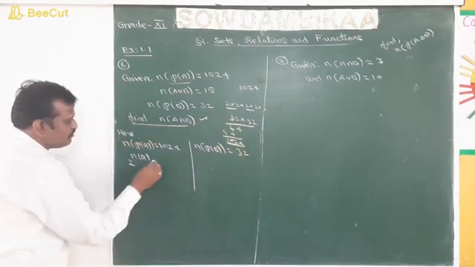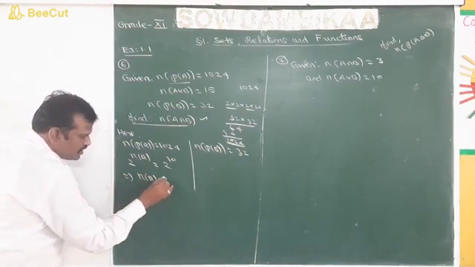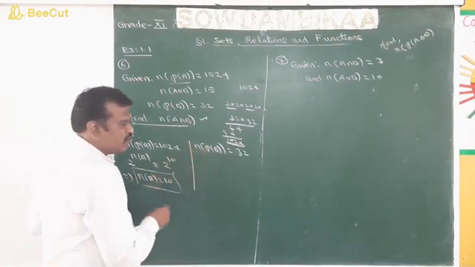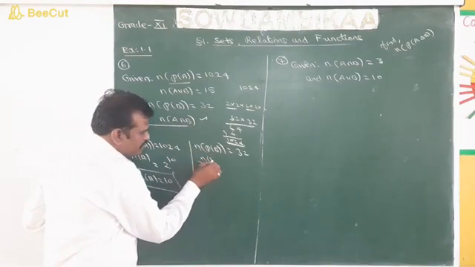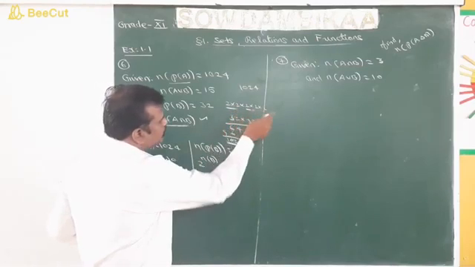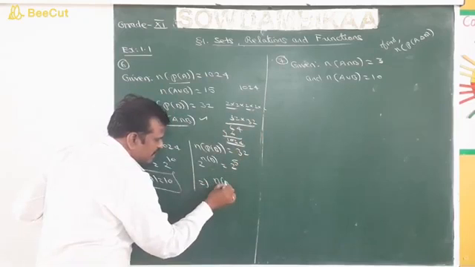10 times will come. Therefore 2 power 10. So n of A is equal to 10. With this we have to find n of B. The power set of B has 2 power n of B elements, which is nothing but 32. How many times? 2, 4, 5 times. So 2 power 5, which implies n of B is equal to 5.